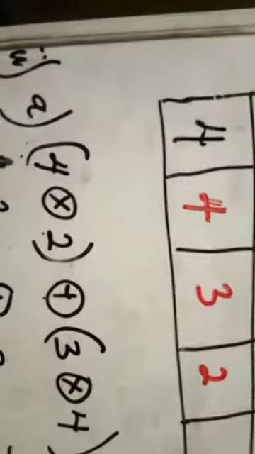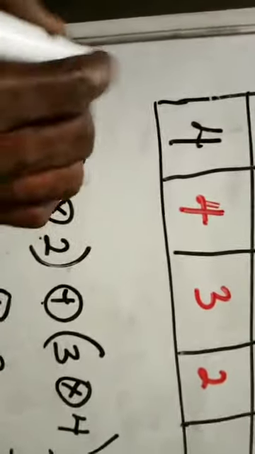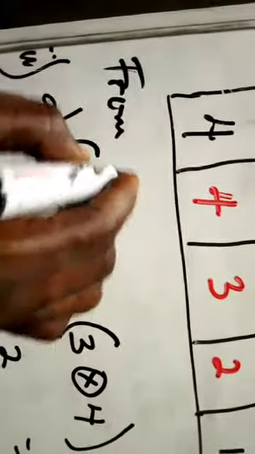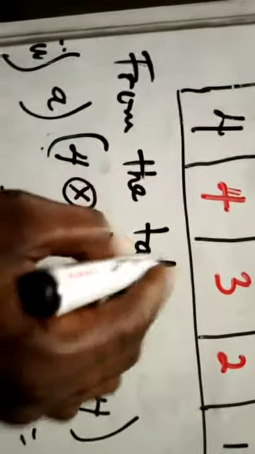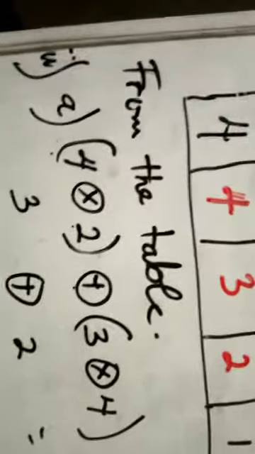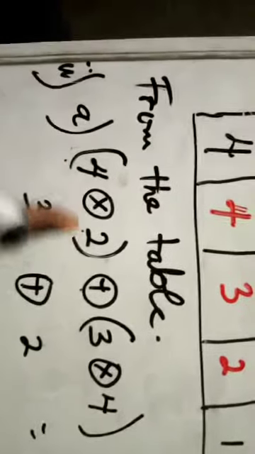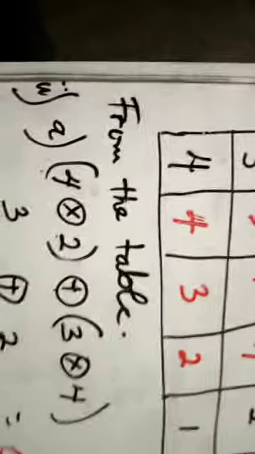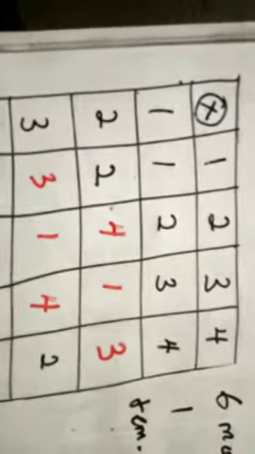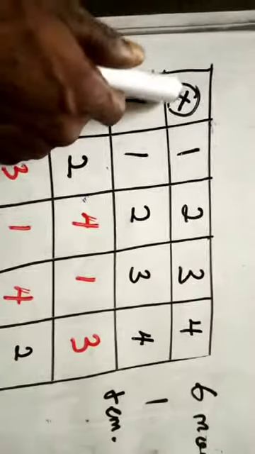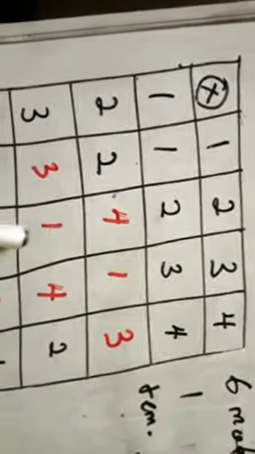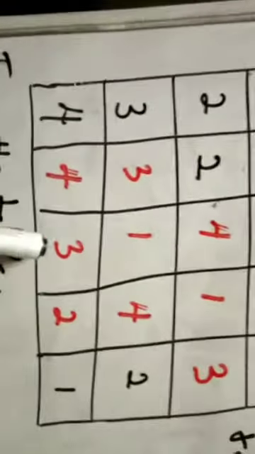So from the table, this is how you should answer your question, right? You may consider writing from the table. From the table, we have 4 times 2. So let's go to the multiplication aspect. So here is our 4. Of course, this is the multiplication table. So we are having 4 times 2, right? What's the answer? The answer that I'm having here is 3. Can you see that? So here I'm having 3 over here.